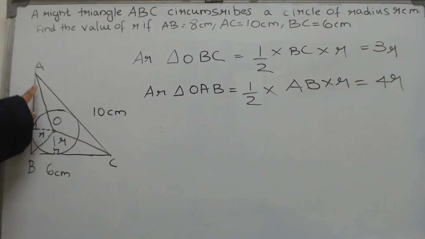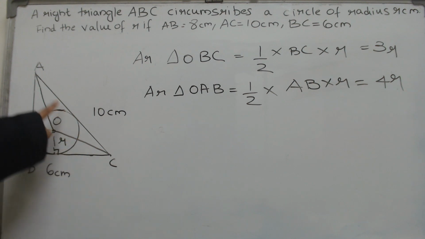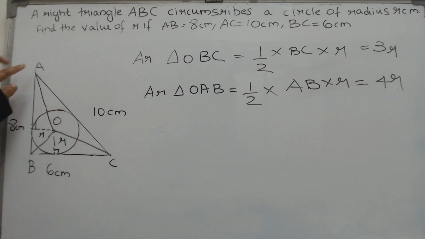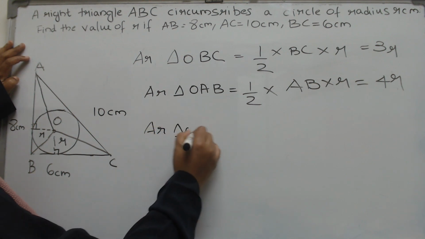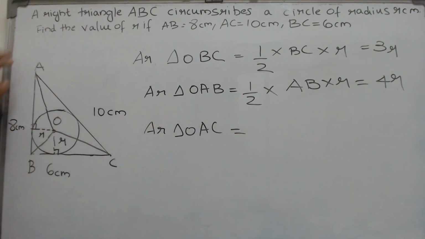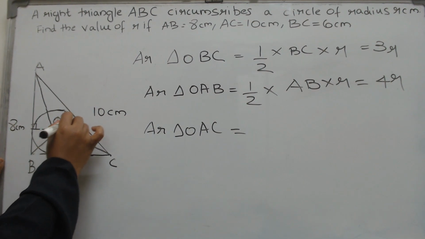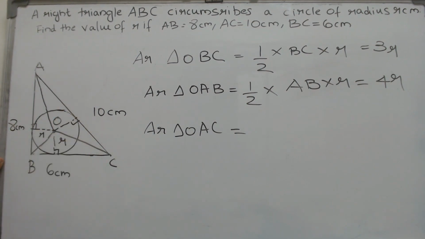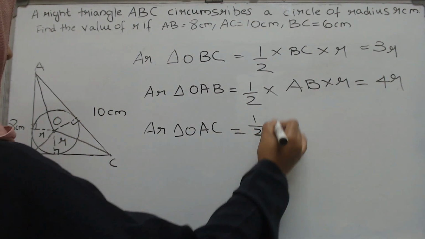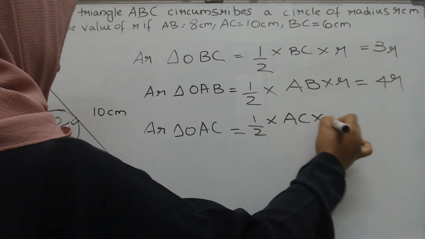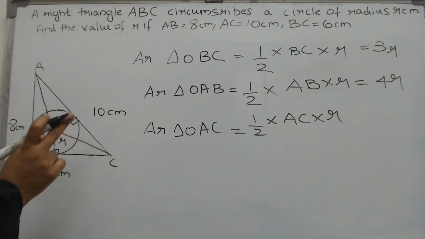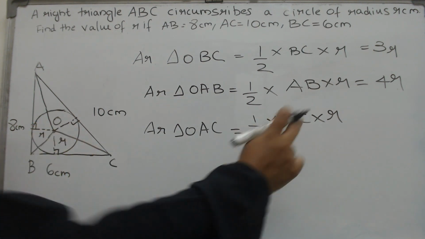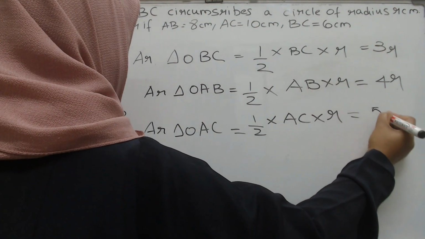Now, what is the only area left in the whole triangle ABC? It is this triangle OAC. Now, what is its area? Again, consider an R. Then what will you see? It is half into base into altitude. But here your base is different. Your base is now 10 centimeter. So, this whole thing becomes what?